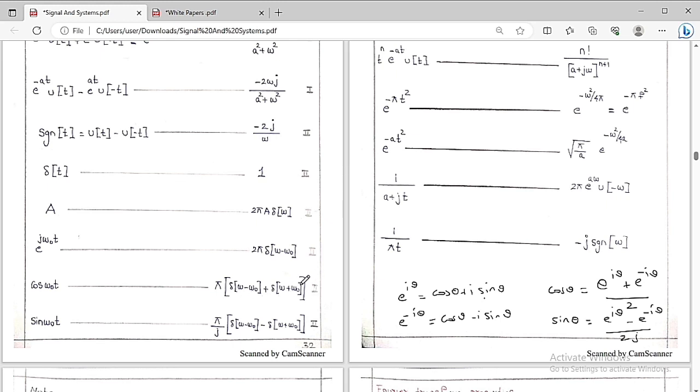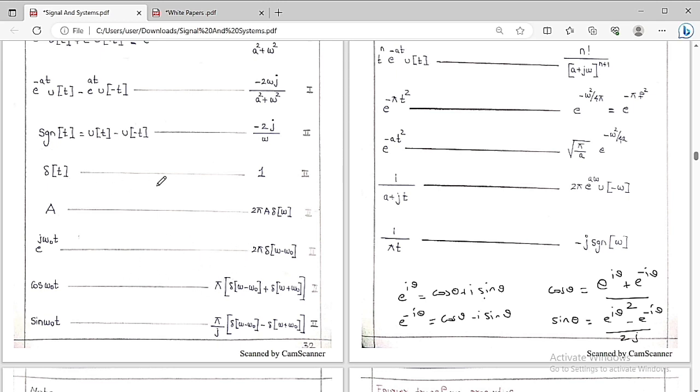Suppose you remember this one. Then for cos, take plus and minus, and for sin, keep an extra j downward. Then you are going to get this. So this is what I am trying to tell you. Plus and minus, and keep an extra j down, then you get sin omega naught t, in case you forgot it. These things you always have to keep in mind.